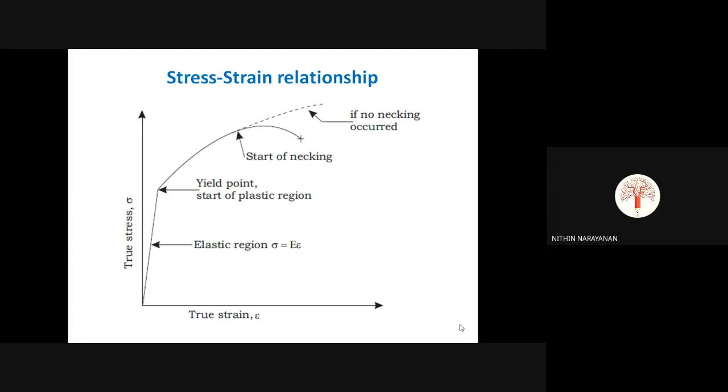But in the case of a true stress strain curve, what we are taking is the instantaneous area. Up to the elastic region, there is no problem. Both stress strain curves will show the same plot. But beyond this, when the material starts to deform, what happens? If you are applying a uniaxial load on this rod, it will start to elongate. At a particular point, necking will start, and the cross section reduces until finally fracture happens.